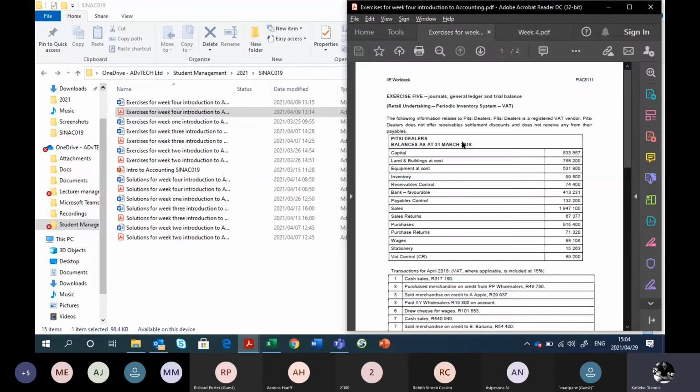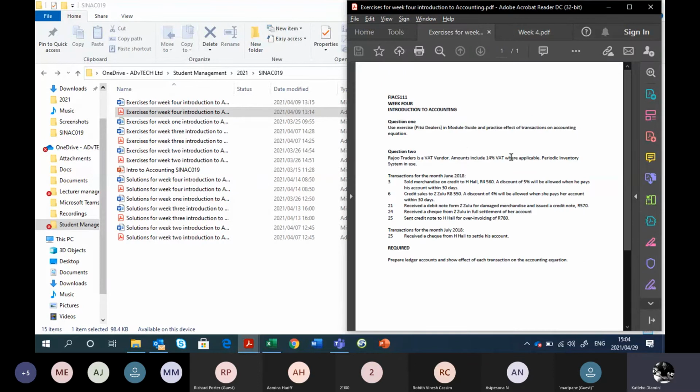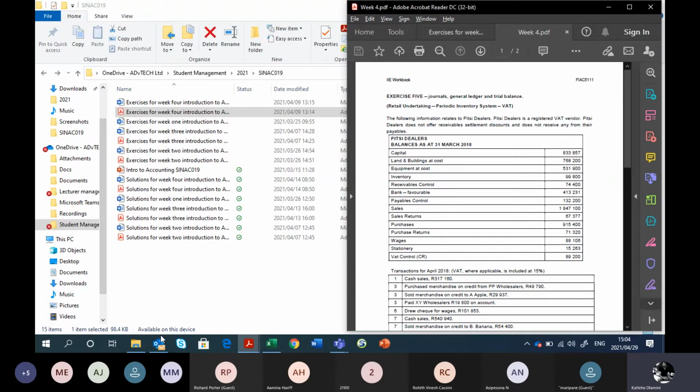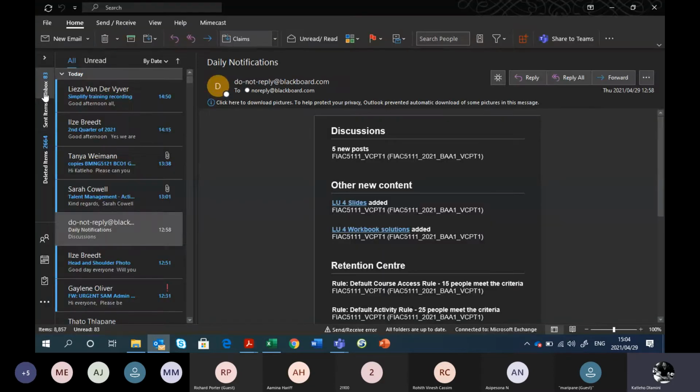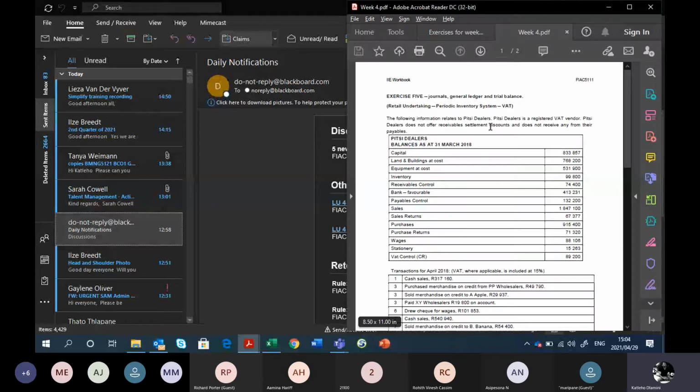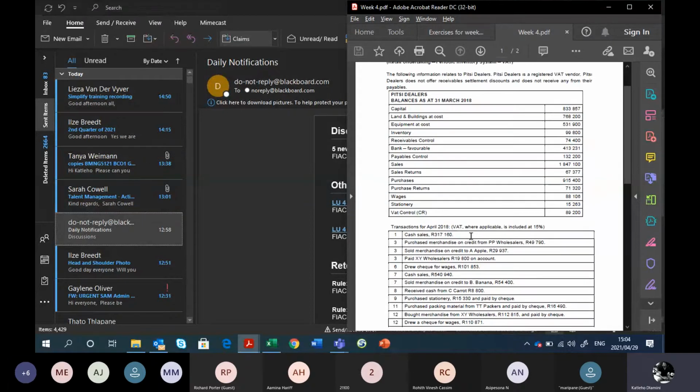So as I was saying, the first part, we're going to use the exercise in the module guide, and I have taken the liberty of having it here. I just never sent it to you guys. Let me just see if I can do it now. But in any case, what you're going to be doing is an accounting equation, okay? You're going to be busy with an accounting equation as I wait for my emails.